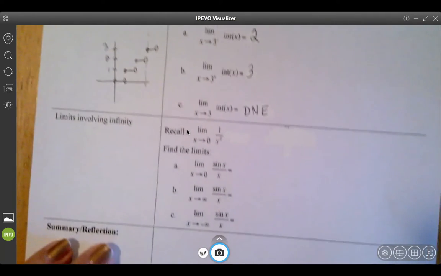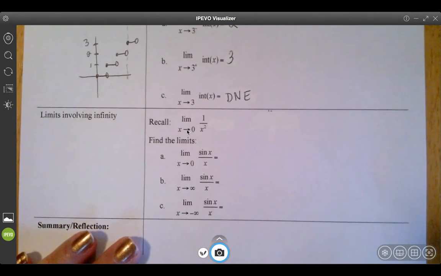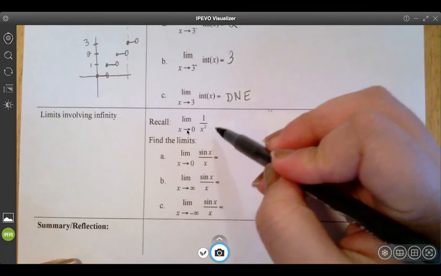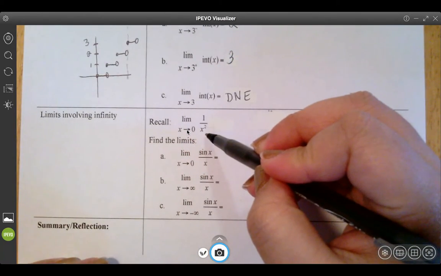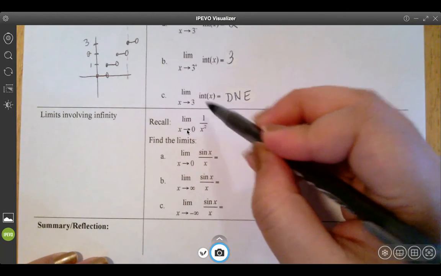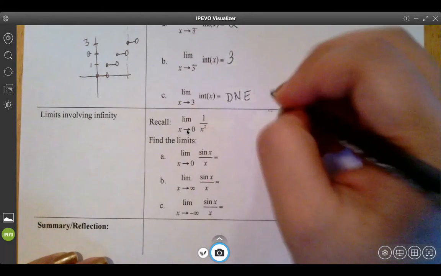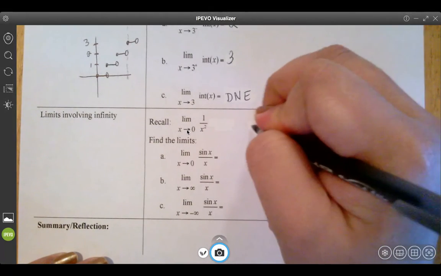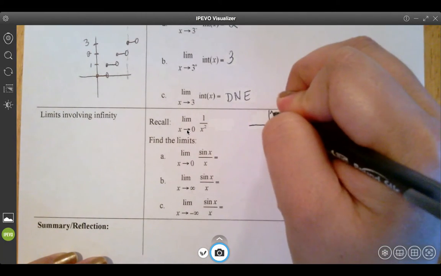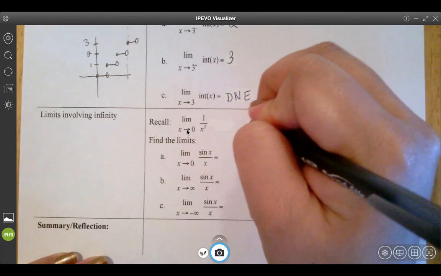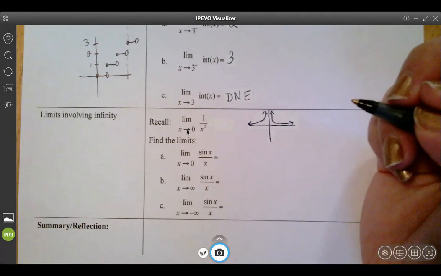And finally, we're down to our last problem, which is recall the limit as x approaches 0 of 1 over x squared. We can look at this graphically, but we need to remember what the graph of 1 over x squared looks like. And if you remember back to that hyperbola worksheet, the graph of 1 over x squared is like this. Otherwise, you can always find it in your calculator.